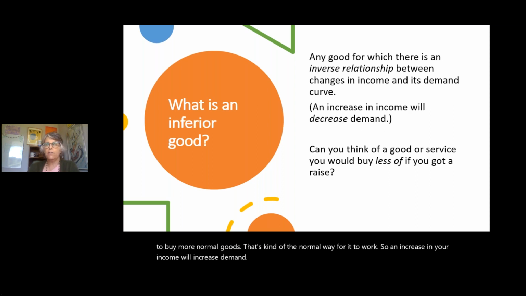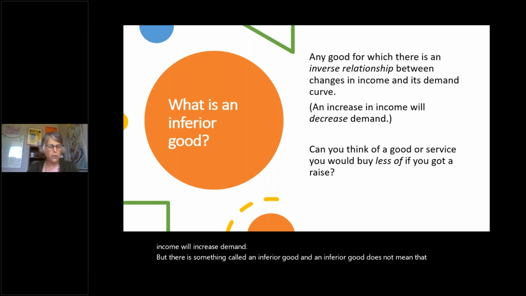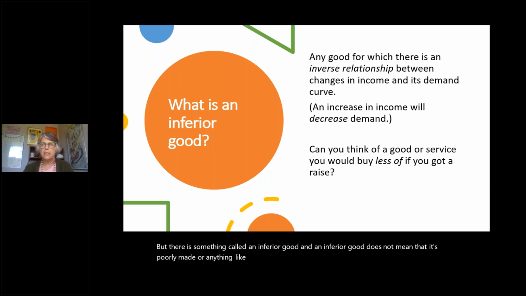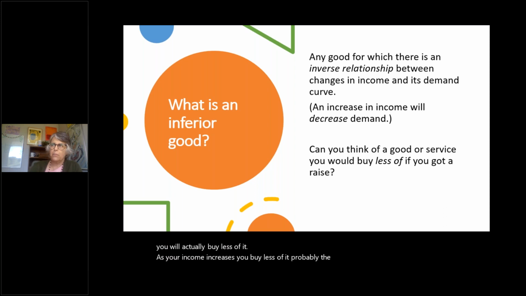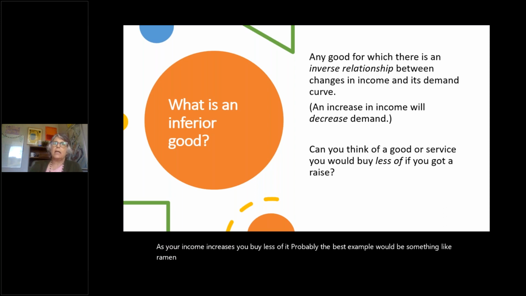But there is something called an inferior good. An inferior good does not mean that it's poorly made or anything like that. An inferior good just means that as your income increases, you will actually buy less of it. Probably the best example would be something like ramen noodles. If I start making more money, I will not buy as much ramen noodles. Another example could be generic or store brand food. As I make more money, I buy less of the ShopRite brand food.